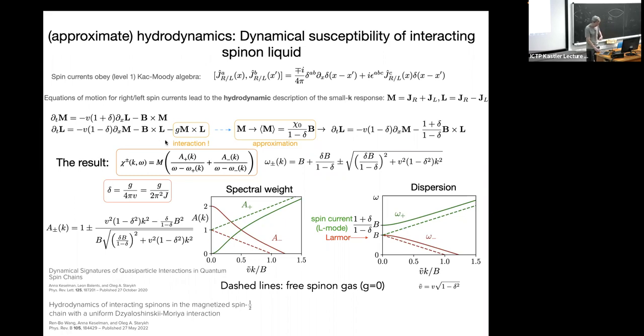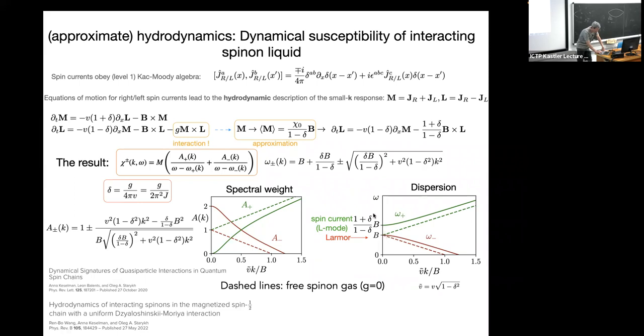Proceeding in this way, obviously in magnetic field there is a finite expectation value of M. We replace it, and there is a delta, which is the most important dimensionless parameter of the theory, the interaction parameter, g divided by 4 pi v. Delta enters in the denominator because we account for the molecular fields, the internal fields produced by the spinons. After that simple approximation, these two equations become linear. And what comes out explains 95% of the puzzling numerics, which is that now we have two branches. So instead of dashed lines, look at these solid lines.